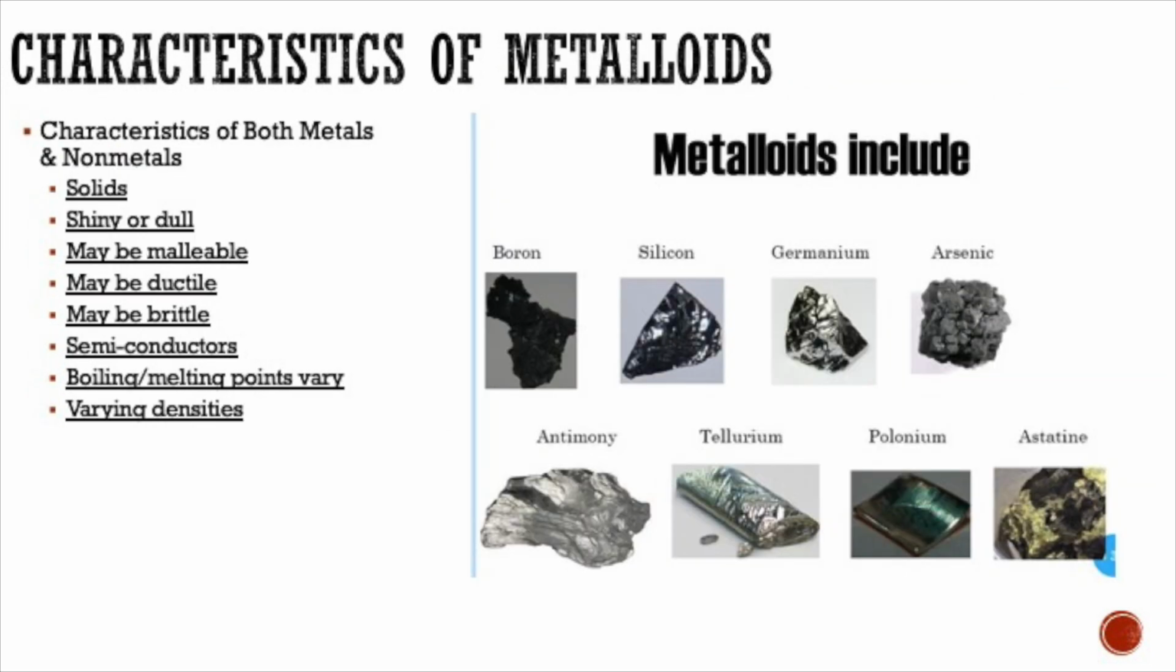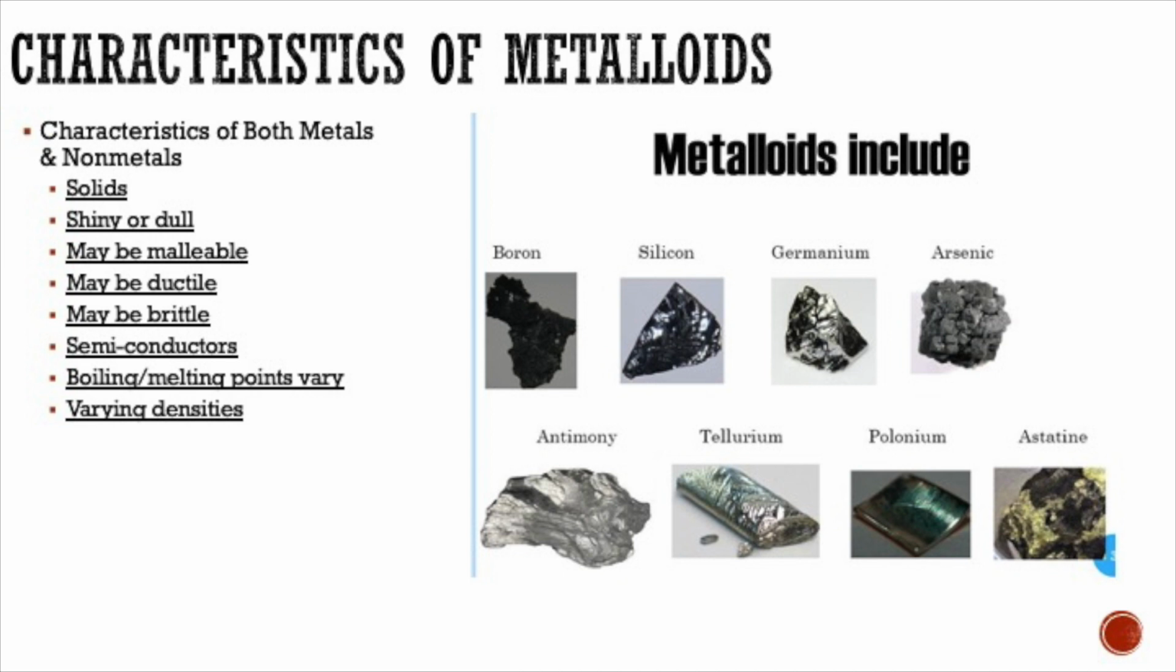Then finally, we have our metalloids. There are not a lot of metalloids, and metalloids are very useful. Inside your phone, you'll find lots of metalloids. Silicon and germanium are two that are used quite often. Usually they are solids at room temperature. They might be shiny, they might be dull, they could be malleable or not. You may be able to make wires out of them, so they may be ductile. Some of them are brittle.